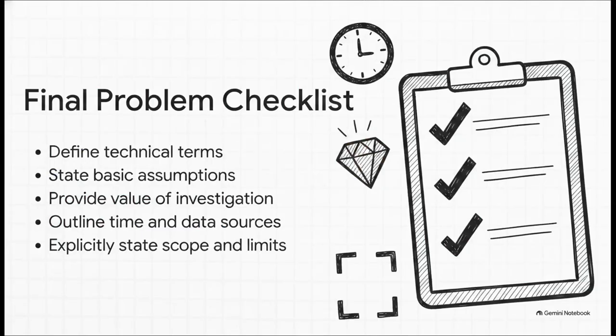Now, as you lock in your own final problem statement, the text gives us this essential checklist to make sure you haven't missed anything. You gotta clearly define all technical terms. State any basic assumptions you're making up front. Provide a clear statement on the value of the investigation, like why does this even matter? Verify your time period and data sources. And lastly, you must explicitly state the scope and the absolute limits of the investigation.